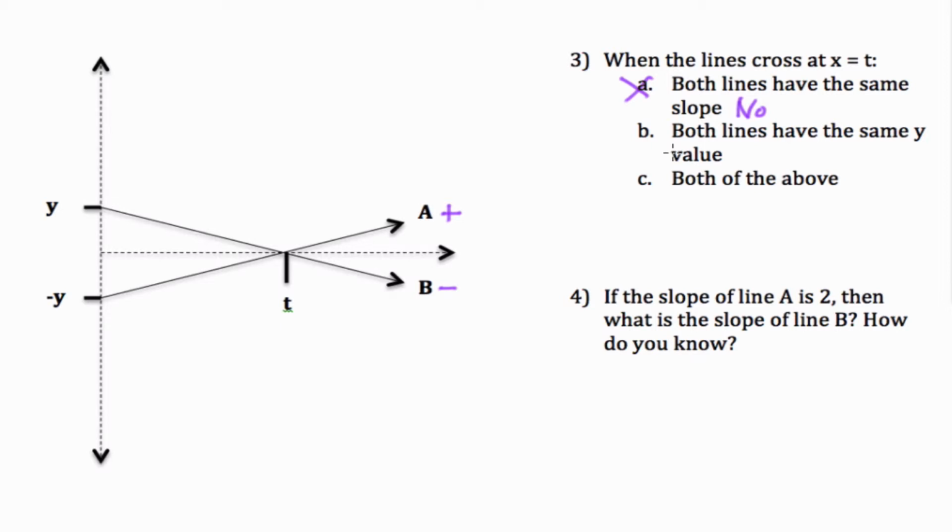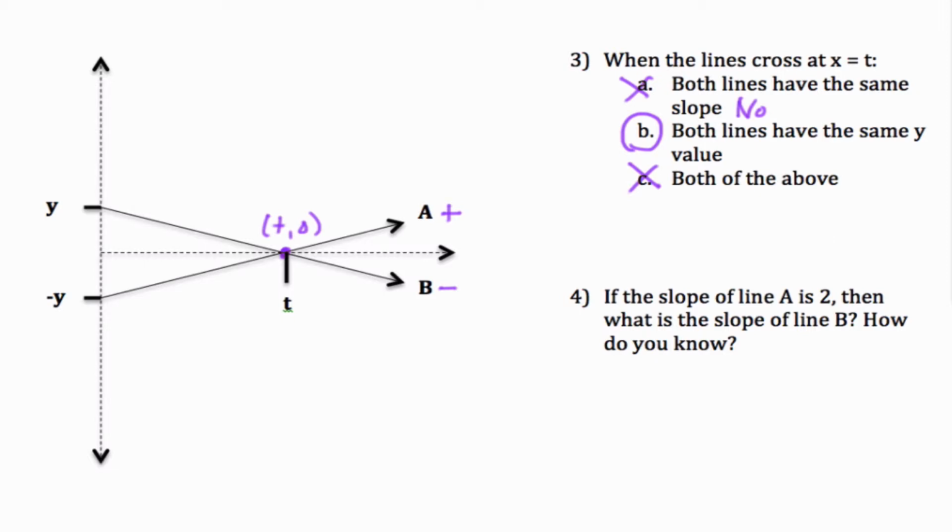Choice B, both lines have the same y value when x equals t. Well, they do. At this point here, they have the same x and y values. Their x value is t, whatever that is. I told you that it's t. And if I go across to this vertical axis, the y value is 0. And so that is true. They both have the same y value. It happens to be 0 in this case. So that's true. Both of the above is right out because A is wrong. So the answer to 3 is B.